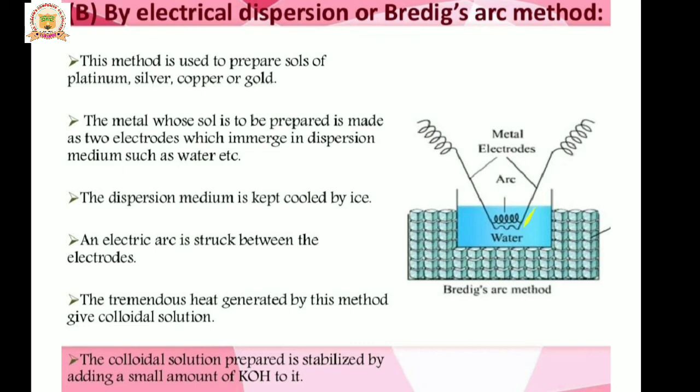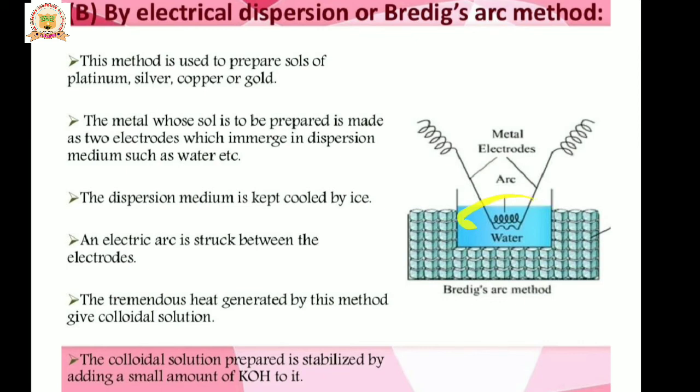For example, by this method we can prepare sols of platinum, silver, copper or gold. If we want to prepare gold sol, we will take two gold electrodes connected between the two ends of a battery. One end of the battery is connected to the positive terminal, the other end to the negative terminal. These two are the metal electrodes, that is, gold metal electrodes.